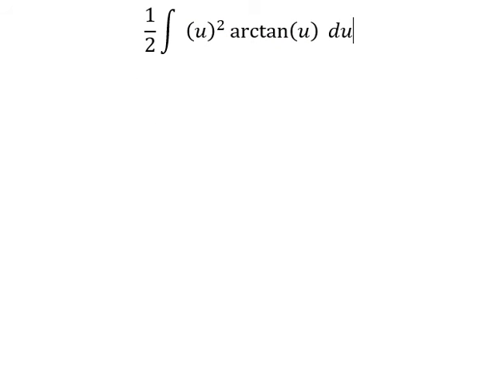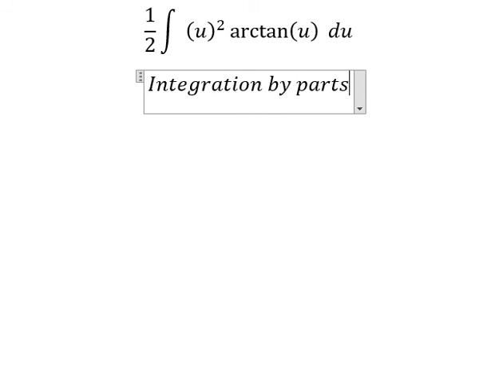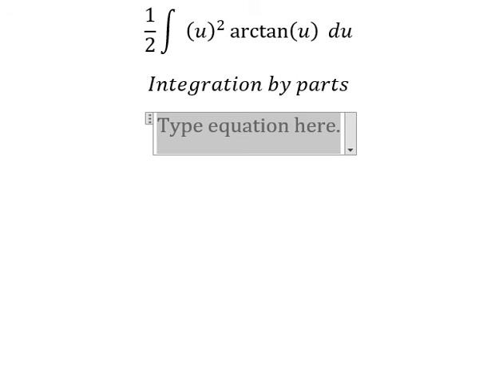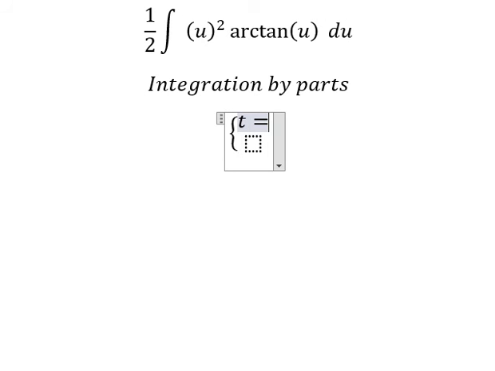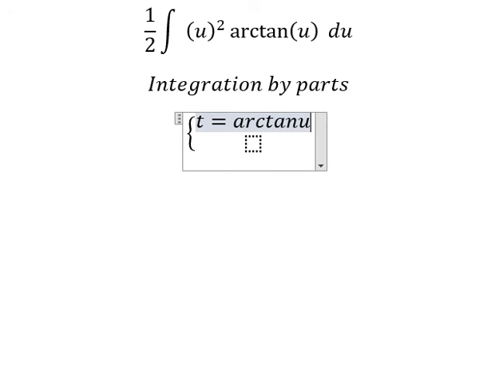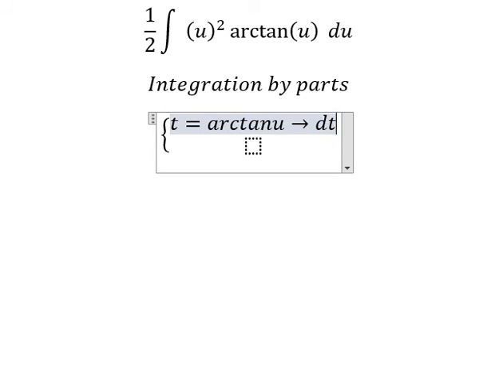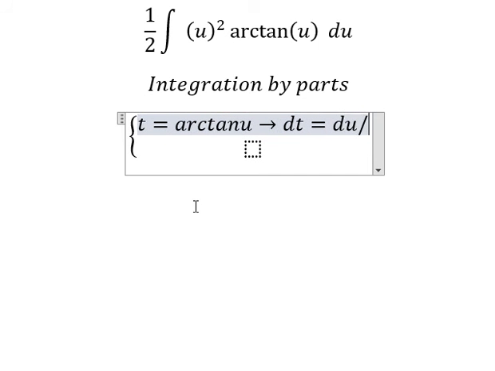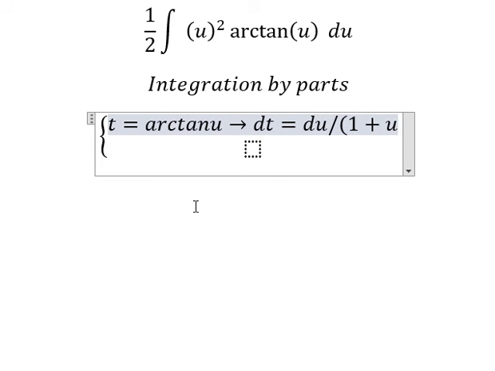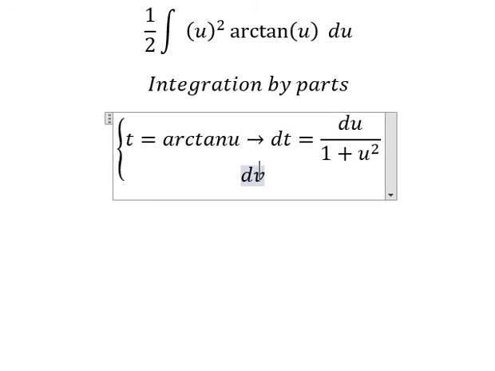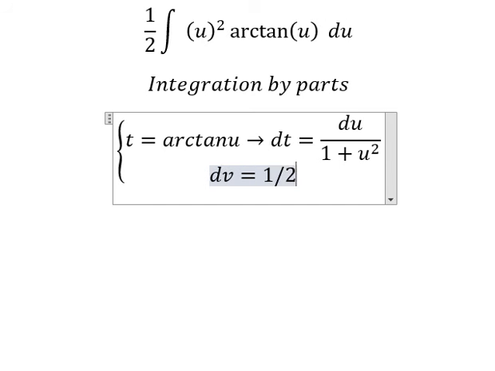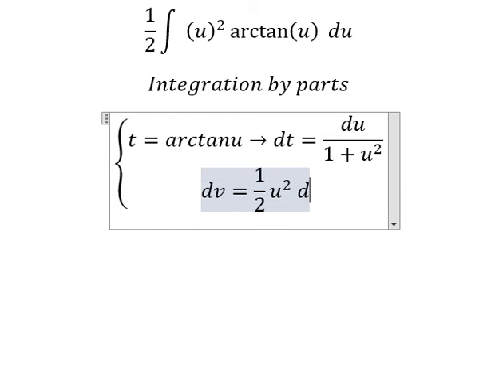Next, we need to use integration by parts. So I will put t equals arctan of u. If I take the first derivative of both sides, we have du over 1 plus u squared. For dv, I will choose 1 over 2 u squared du.